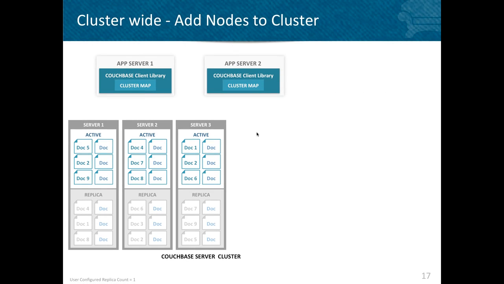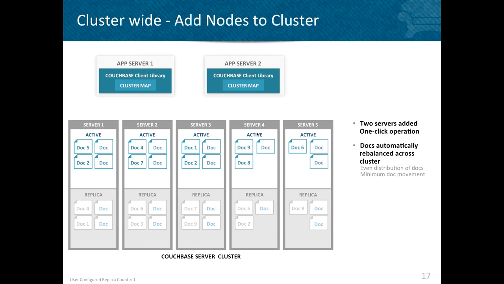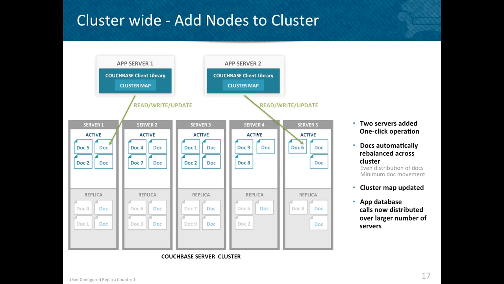When it comes time to add nodes to the cluster, the first thing that happens is they come online in a very simple one-click operation. They get associated with the cluster, but as you see here, they're not actually handling any data. When the administrator is ready, after he has added or removed multiple nodes at once, a rebalance operation is kicked off, which is the process of moving some of the active data and some of the replica data onto these two new servers. The application server is updated with a new cluster map, and the next access is directed at the new server that holds the data.